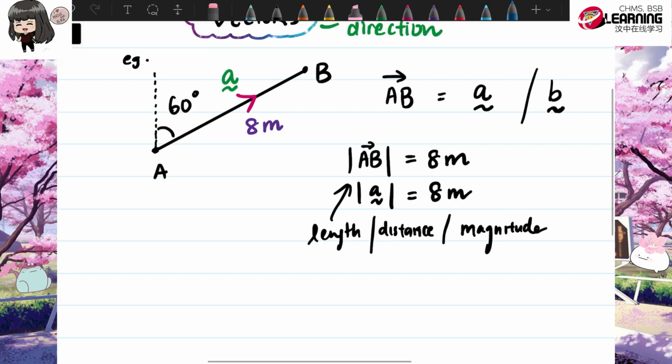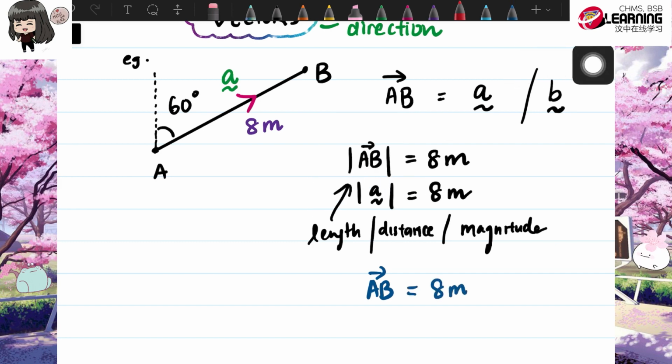However, your AB without the modulus is not 8 meter, because 8 meter is the magnitude itself. AB is a vector. Remember, a vector must come together with direction, right? 8 meter doesn't show the direction. It only shows you the distance or the length. Remember, magnitude is not the vector itself. So AB with the arrow means vector AB is not equal to 8 meter. If you want to write down 8 meter, you must put the modulus, which represents the magnitude. Remember that.